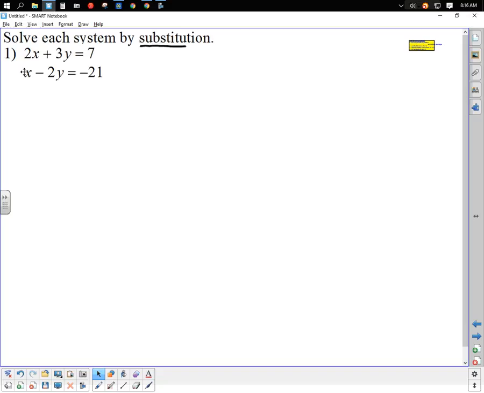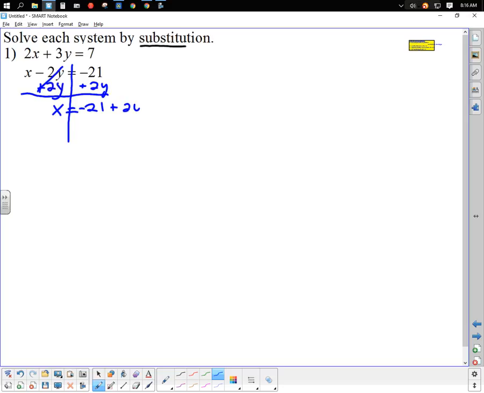So what I'm going to do is get the x by itself. If I want the x by itself, I have to get rid of negative 2y, so I'm going to add 2y. And when you do something to one side, you must do it to the other side. Now, these will cancel, so the answer will be x is equal to, these two can be combined, negative 21 plus 2y. So that's how I solved for x.